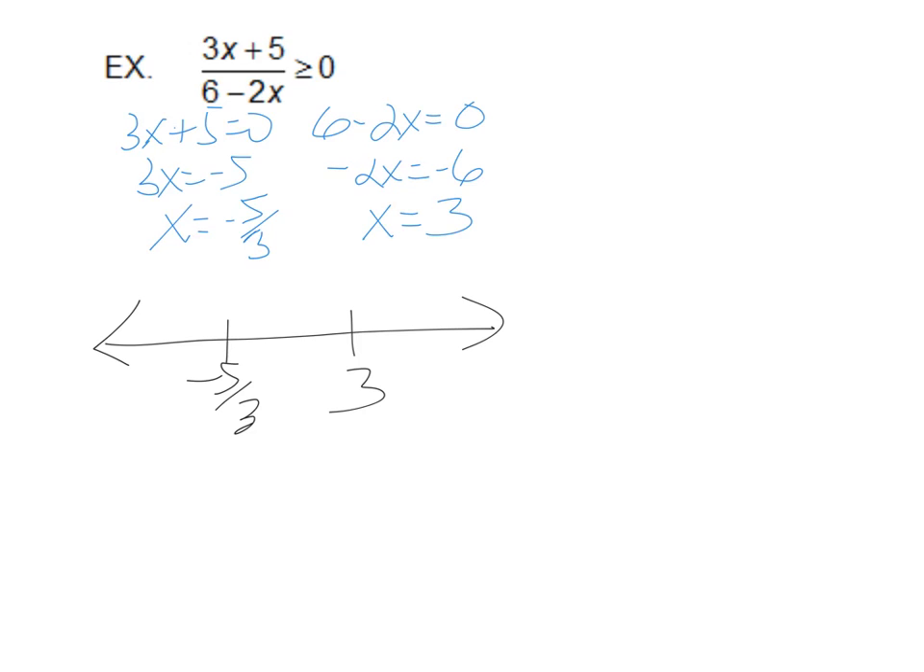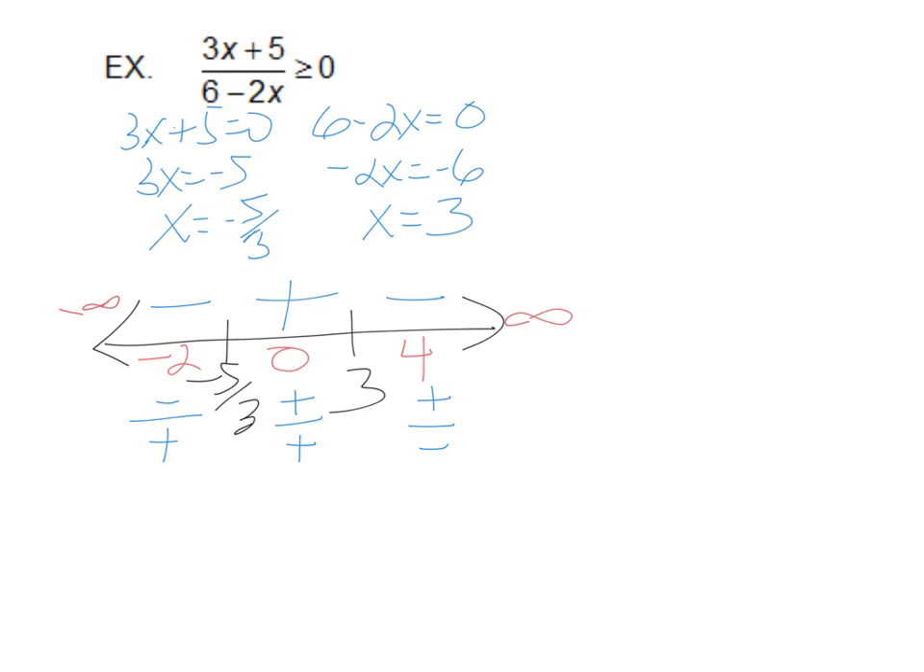and picking test numbers, to the left of negative 5 thirds, that's negative 1 and 2 thirds. So let's do negative 2. Let's do 0 in the middle, 4 on the right. Plugging in our test numbers, negative 2 into the top would be negative. Negative 2 into the bottom would be positive. Negative divided by positive is a negative. 0 plugged in would be a positive over a positive, which is positive. And the 4 plugged in would be positive over a negative, which is negative. So this one actually turned out different.